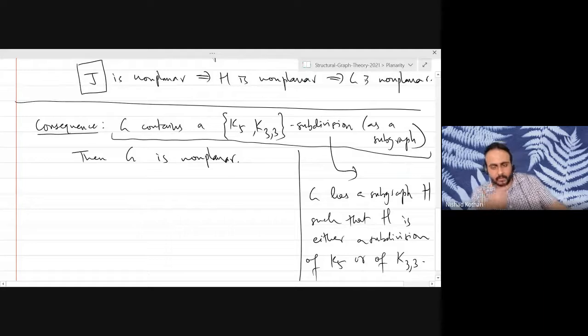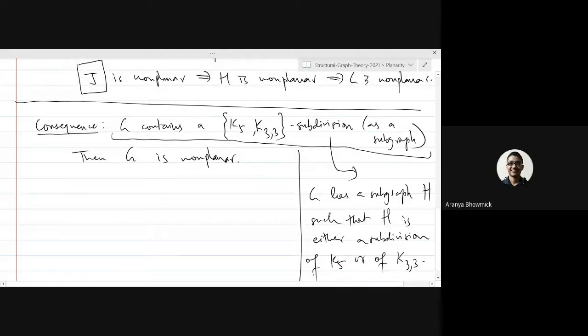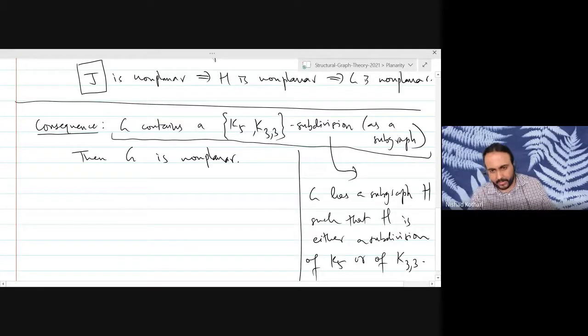Okay, is it clear? The subgraph of G is either a subdivision of K5 or of K33. There is some subgraph which is either a subdivision of K5 or of K33. There could be many such subgraphs, but that is not the concern. There is some subgraph like this.